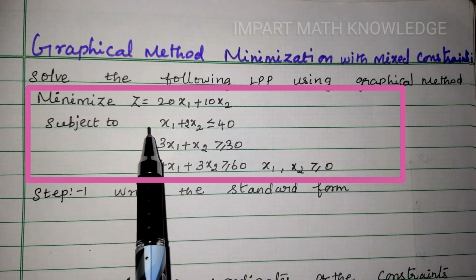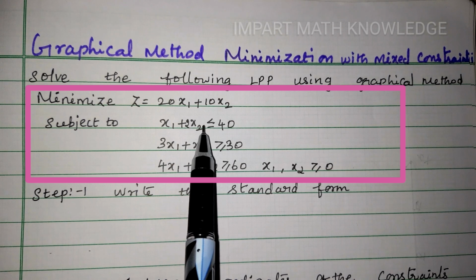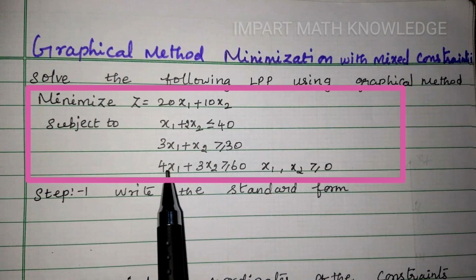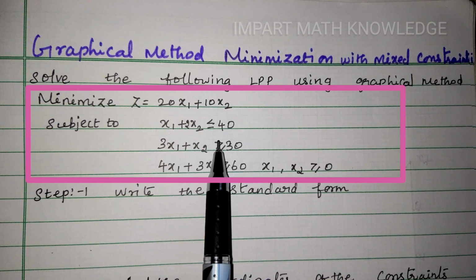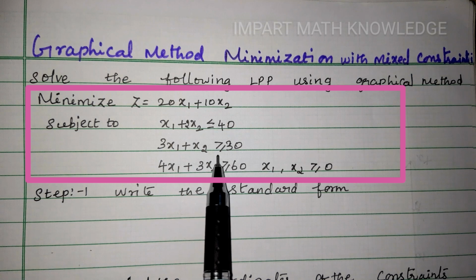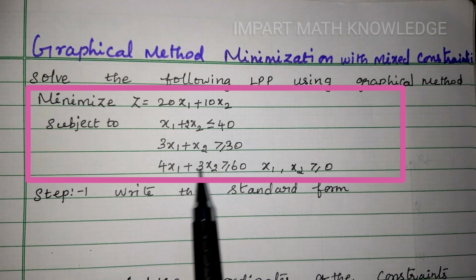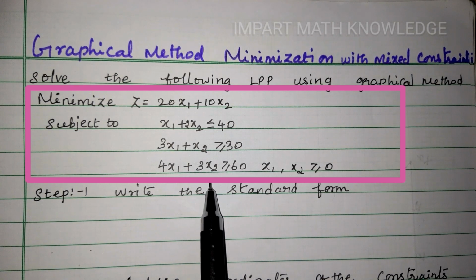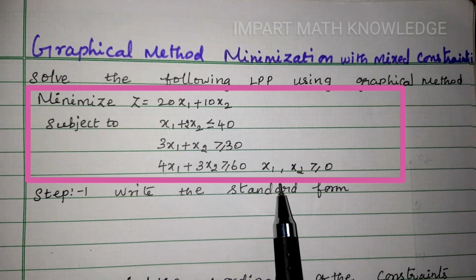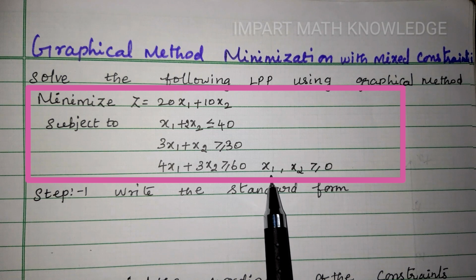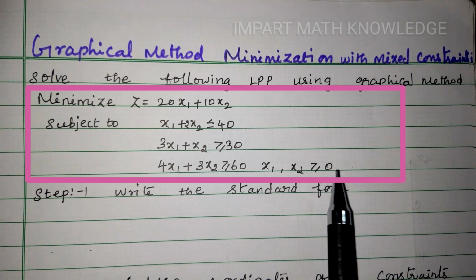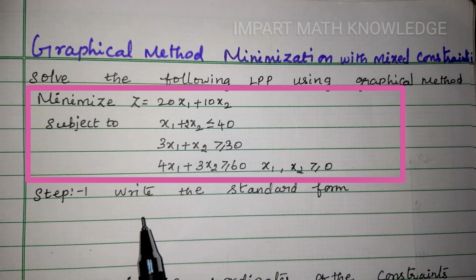Minimize z equals 20x1 plus 10x2 subject to the constraints x1 plus 2x2 less than or equal to 40, 3x1 plus x2 greater than or equal to 30, 4x1 plus 3x2 greater than or equal to 60, and the non-negativity constraints x1, x2 greater than or equal to 0. Now let us move on to the solution.